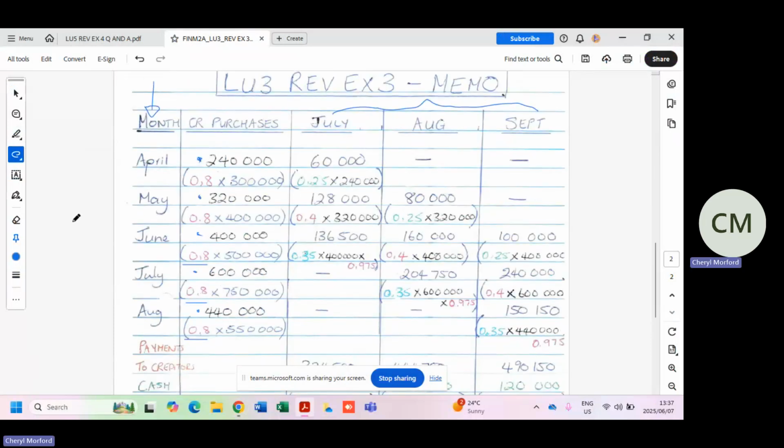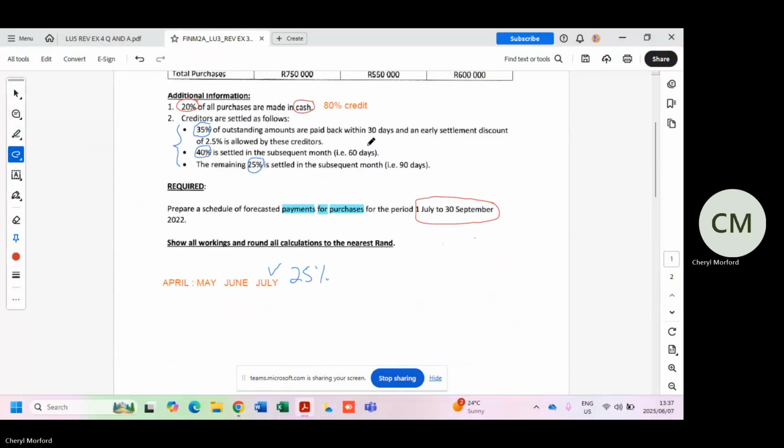So let's see how I'm going to do that. Notice that it's all based on this credit purchase of 240,000. And there's my 25%, which gives me 60,000. Now let's come on to May. Let's type here.